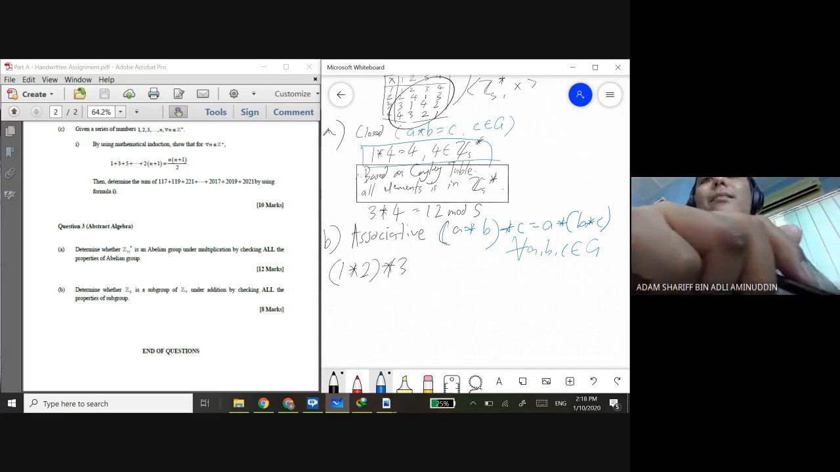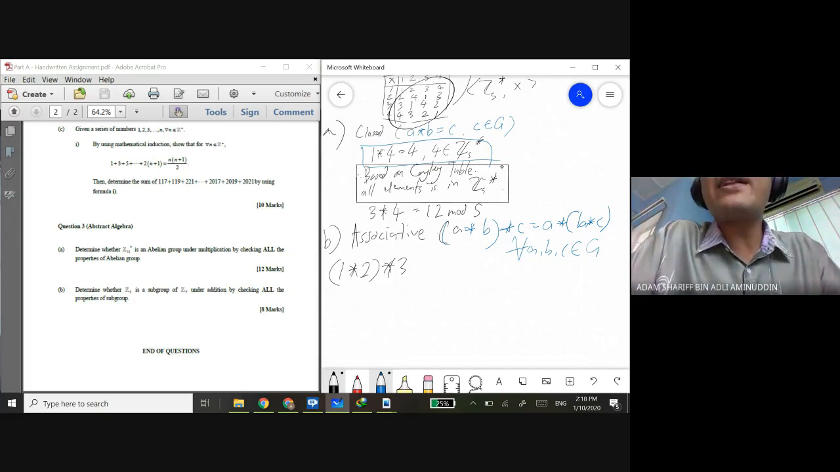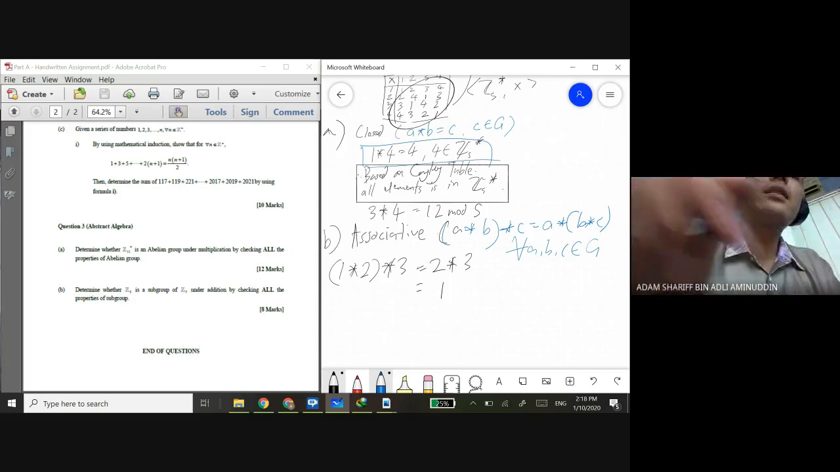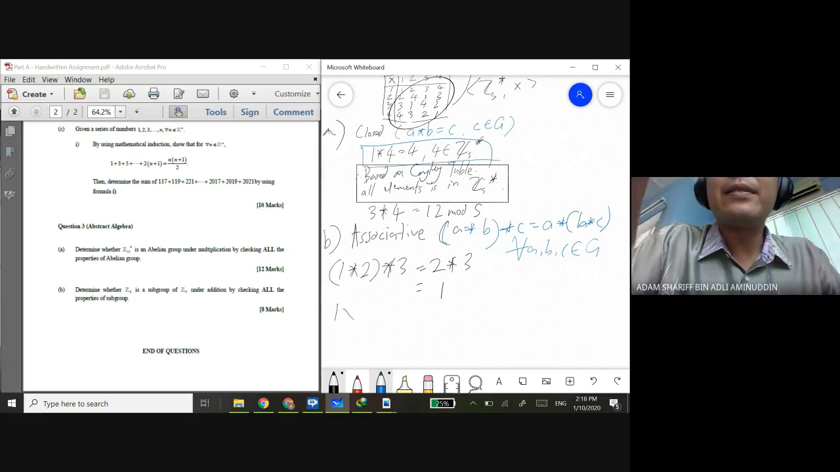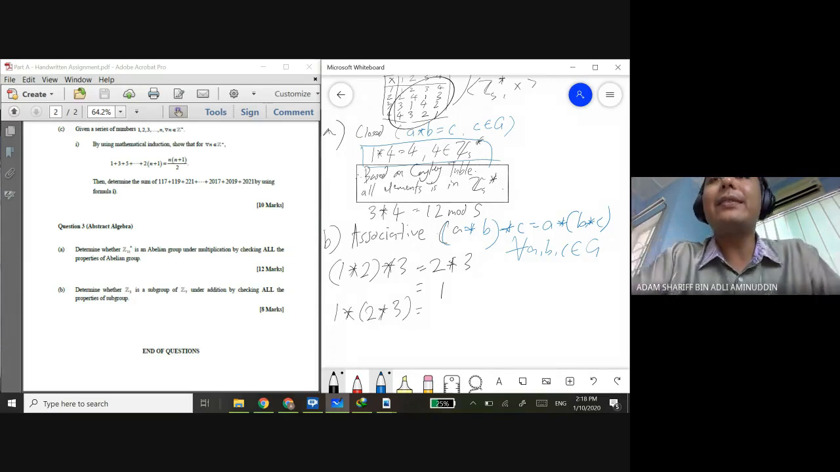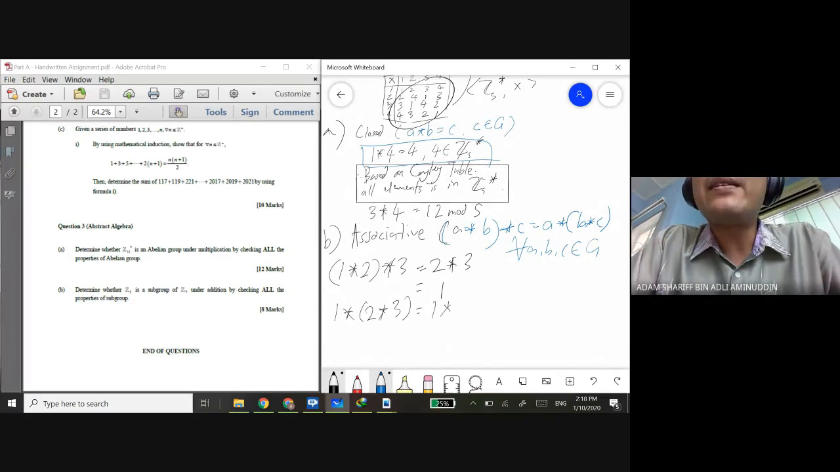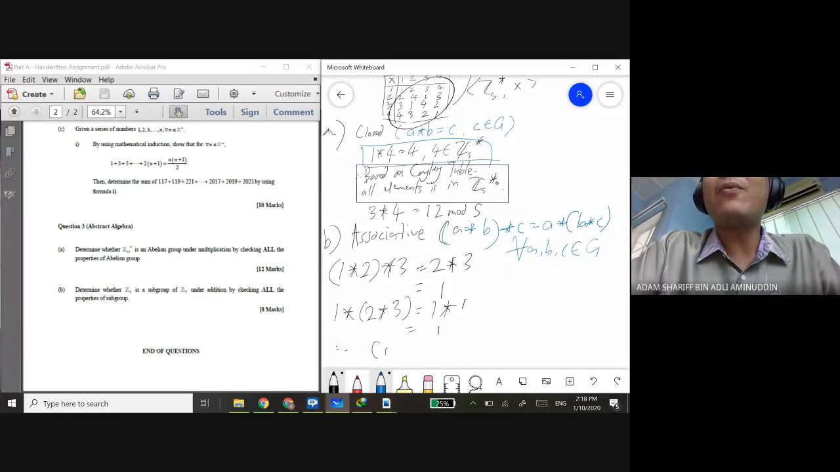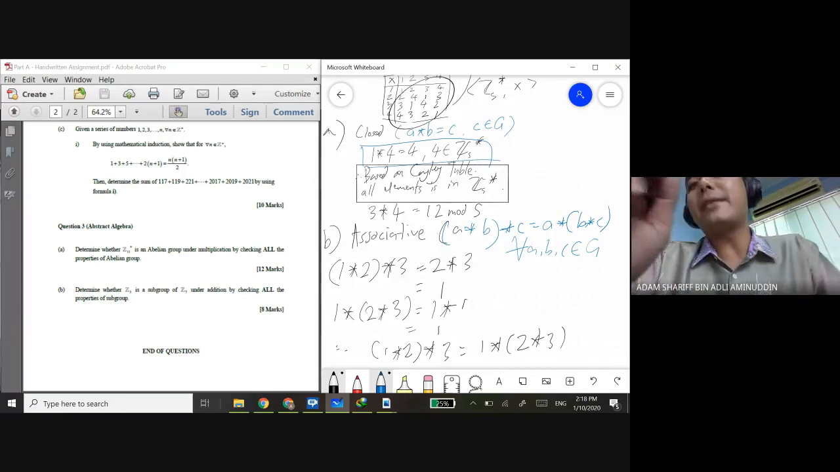3. Berapa? So I need to do 1 and 2 first. According to the Cayley table, it becomes 2. 2, 3 berapa? 1. And do the right hand. If I do the right bracket first, it becomes 1, 1 becomes 1. So as a conclusion, you say that (1·2)·3 equals 1·(2·3). You are right. I don't say you are wrong.